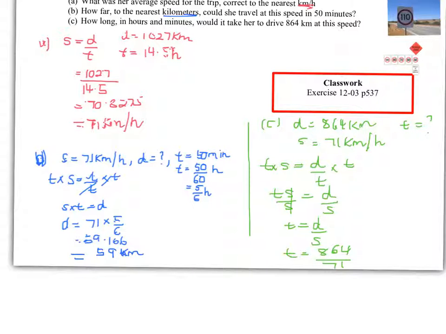And your calculator gives you 12.169. Now the question wants your time in hours and minutes. This is not in hours and minutes, and you should all be thinking about what you have to do, and you have to find your bubble key on your calculator. It's a fantastic key, it does so much for us, and it gives us 12 hours and 10 minutes. And we've answered the question.